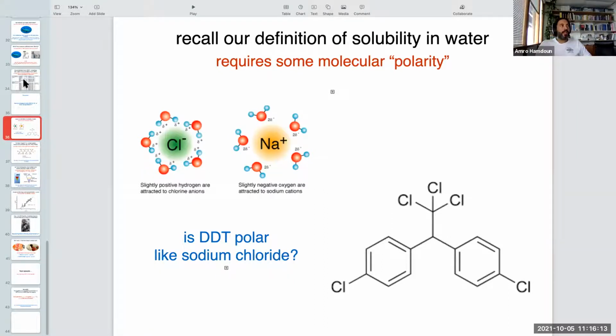And so recall our definition of solubility in water. It requires some molecular polarity. Is DDT polar like sodium chloride, right? That's the question I'm going to ask you. Is there a polar group on DDT? No, there isn't. It's completely neutral, right?